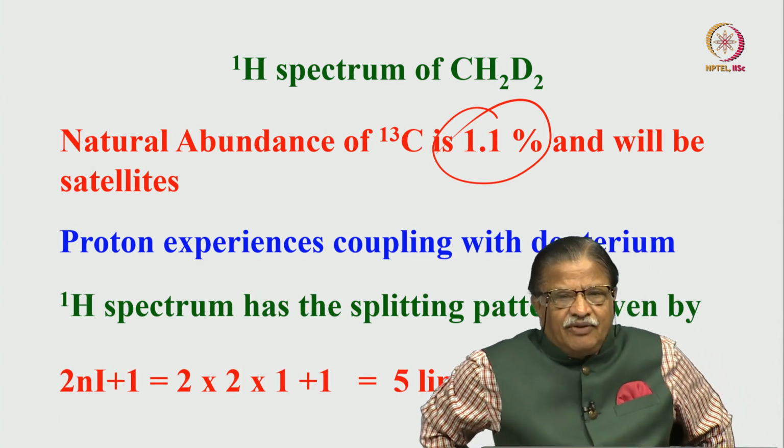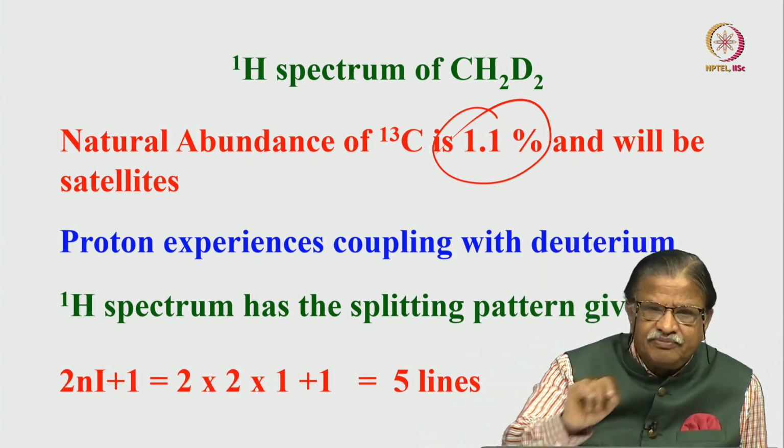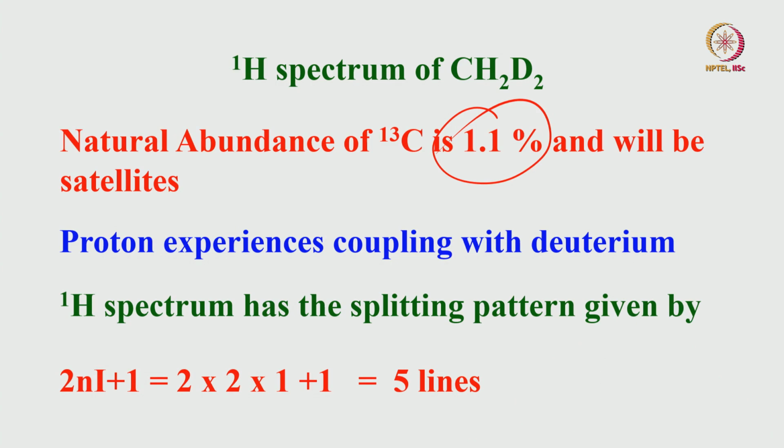But now if I look at the proton spectrum of this molecule, it experiences two types of coupling. One is proton can couple to carbon, JCH is there. Proton can couple to deuterium, JHD is there. There are two couplings. And what is the pattern we are going to get for the proton spectrum? You should understand by now. Of course, when I am looking for proton, deuterium is 100% abundant because it is deuterated. I am looking at a deuterated one.